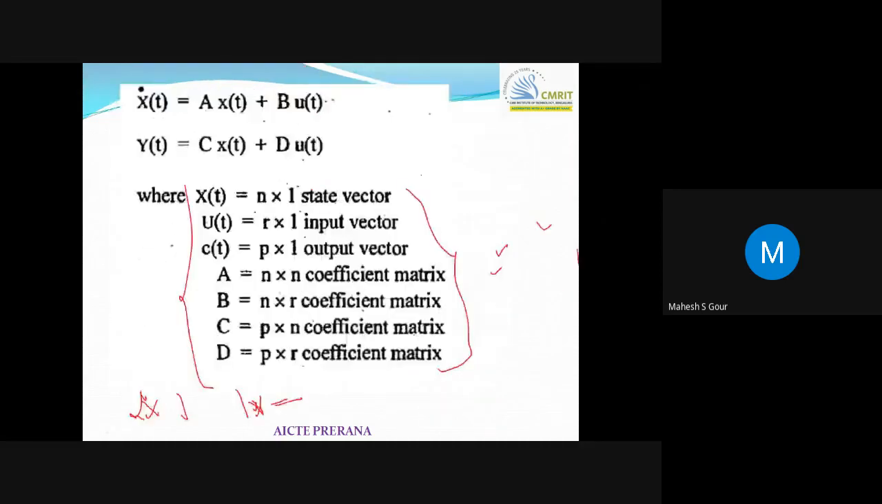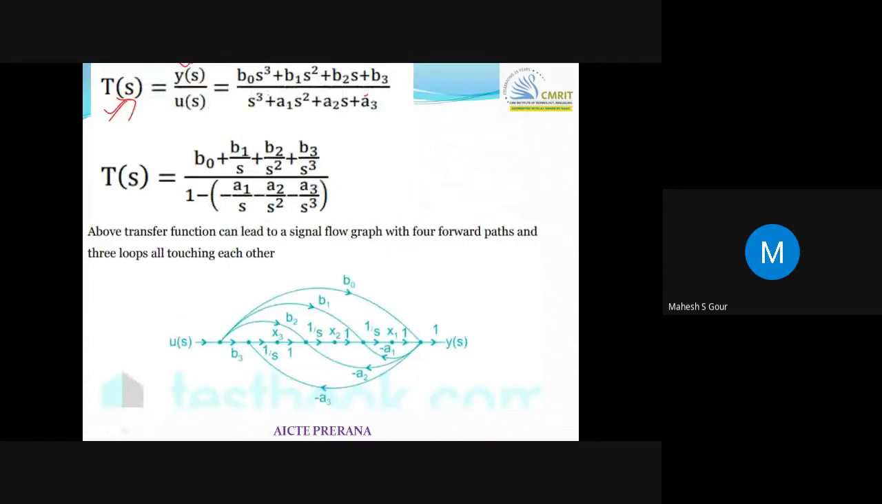So that's why your matrix is Y of s, and it should be capital because this is another domain, right? So it should come as capital. So Y of s by U of s, this is your transfer function, right? Now I need to solve this, and finally I need to write the signal flow graph. So how is your signal flow graph? This is your signal flow graph.